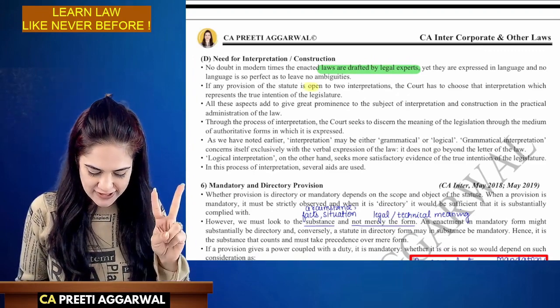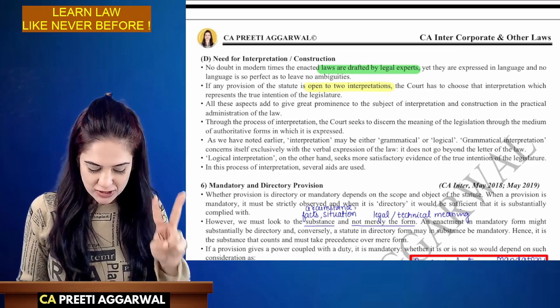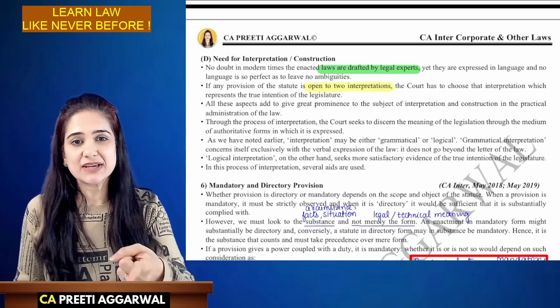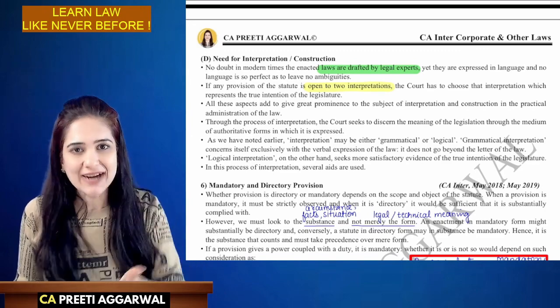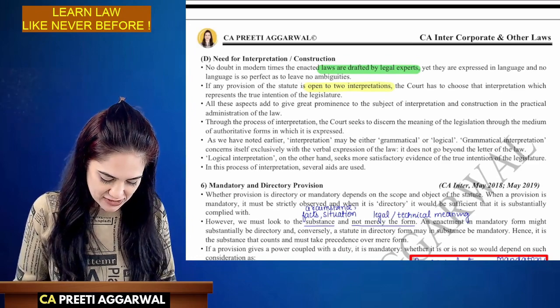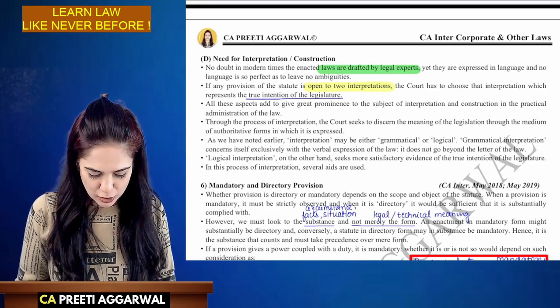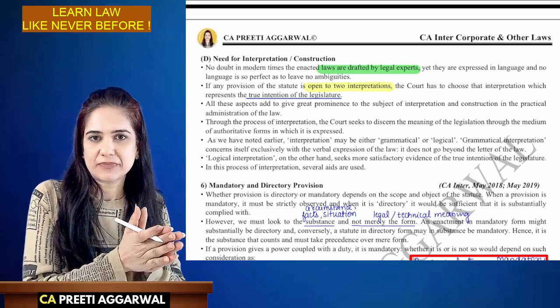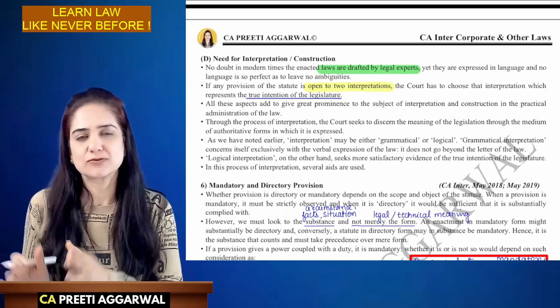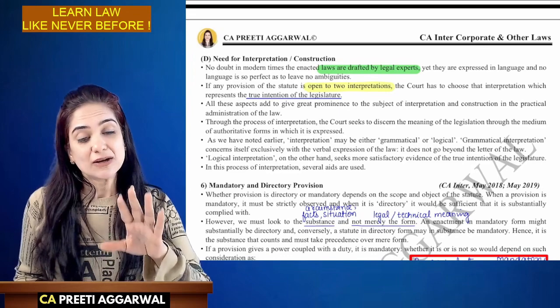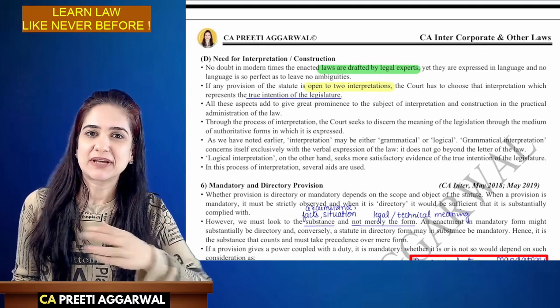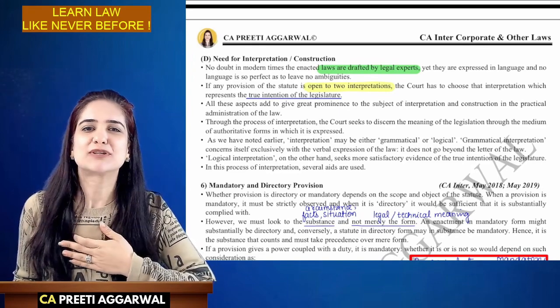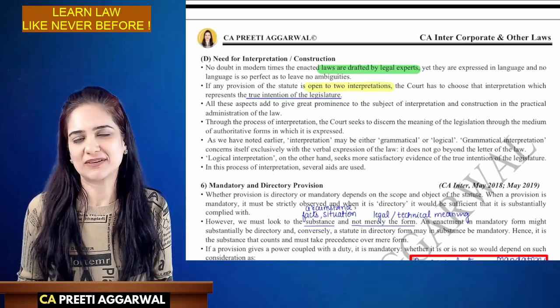If the statute is open to interpretation, courts, we are advising you to go with that interpretation which reflects the true intention of the lawmaker. See, one may seem logical and the other is literal. So go with the logical. Go with the interpretation that actually tries to bring out the true intention of the lawmaker.